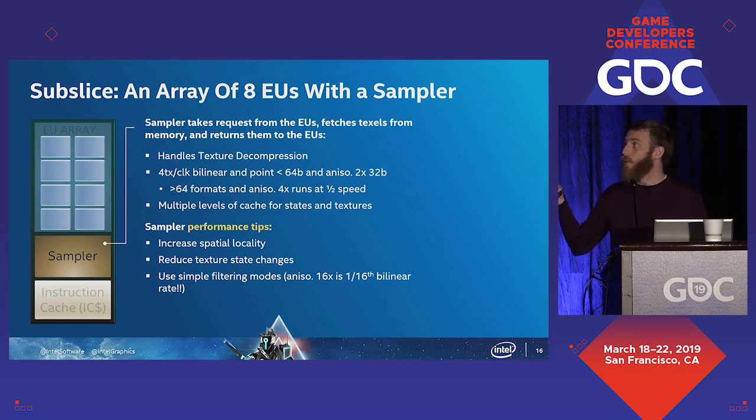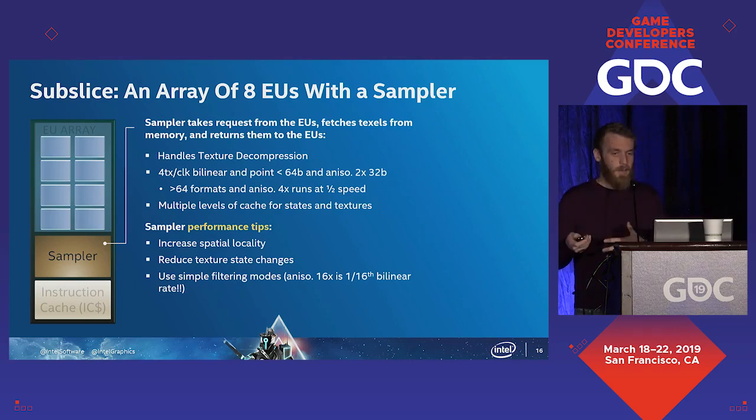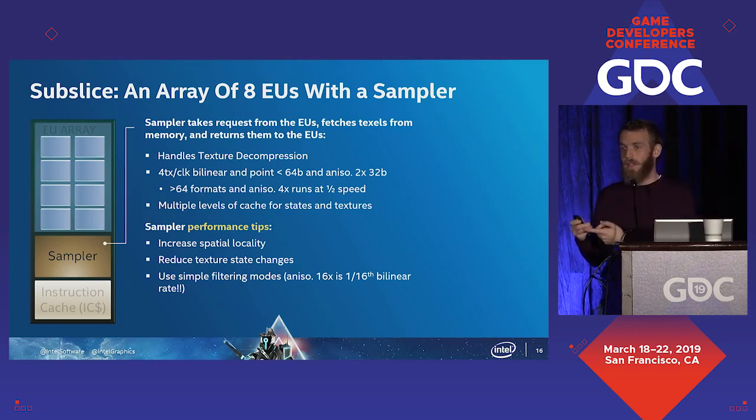The way the sampler works is that it takes requests from the EUs. It's going to compute the level of detail, it's going to compute the addresses in memory, and it is going to handle filtering and fetching the texels and returning them to the execution units. There's other stuff that it does, such as handling texture decompression, for lossy or lossless texture compression that you might have in your engine, and we're going to talk about it in more detail later.